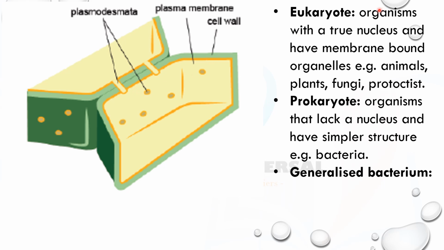Eukaryotic organisms have a true nucleus and have membrane-bound organelles. This is the nucleus. They have membrane-bound organelles. And of course, plants, fungi, protozoa, animal cells, they're all eukaryotes. Prokaryotes lack a nucleus and they have simpler structures, like bacteria.